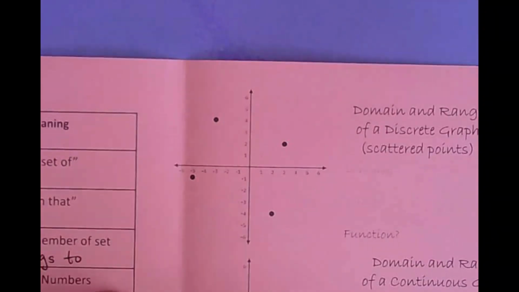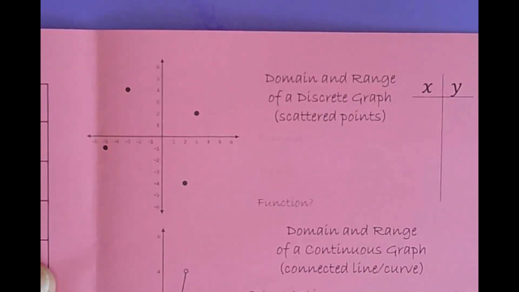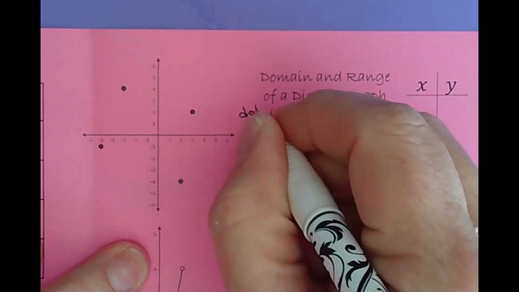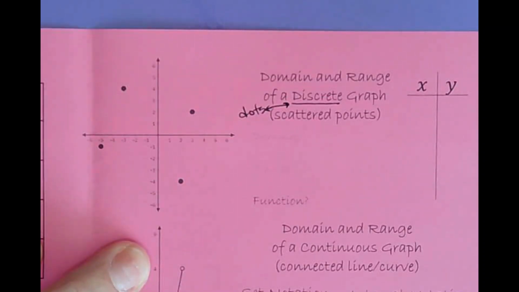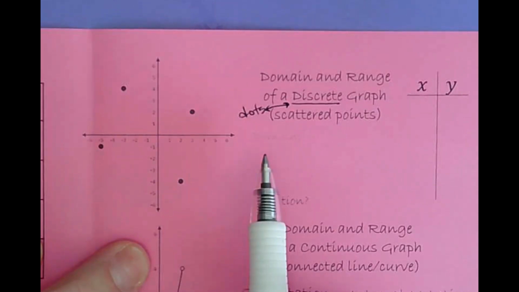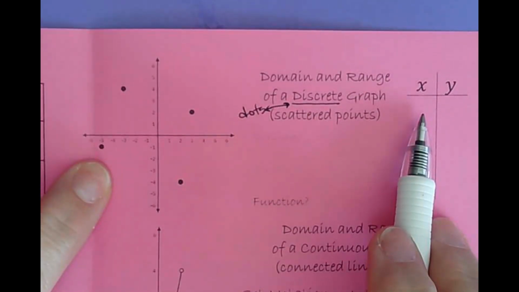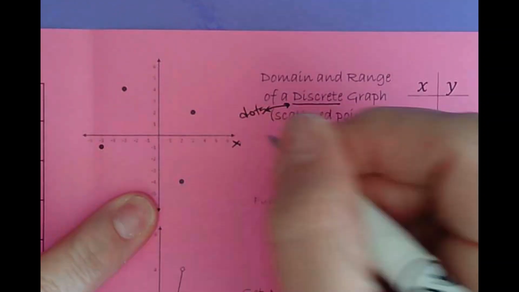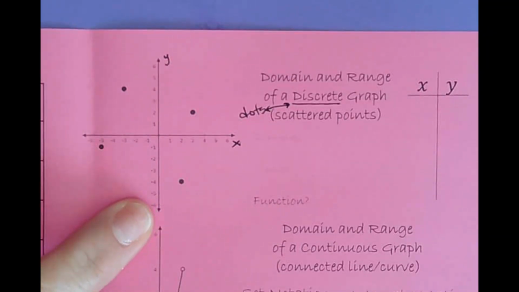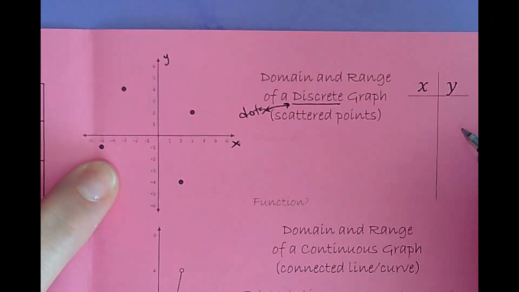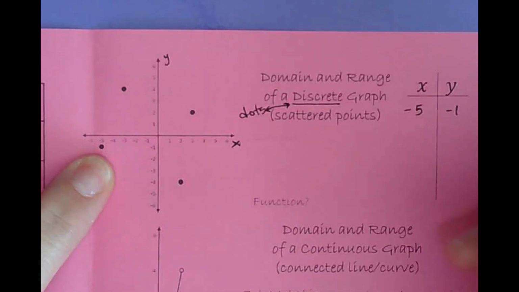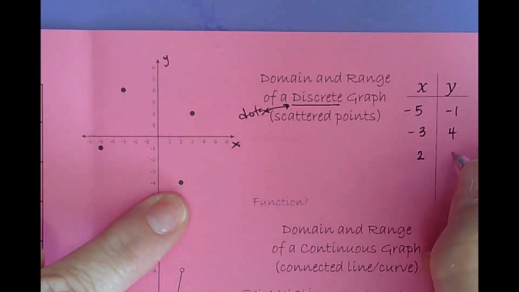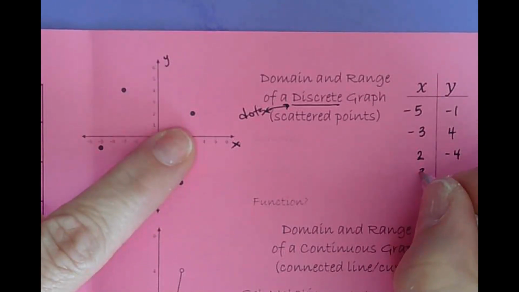I gave some examples here. This is a discrete graph. It's discrete because it's made of dots. It's scattered points. It's only points. They're not connected. We're going to make a T-chart for the points that are here, and I'll go left to right. But you don't have to go left to right, I just want to make sure I don't skip any. One thing is x is left and right, and y is down to up. So we'll write the points x, y. The first one is -5, -1. And then I have -3, 4, and 2, -4, and 3, 2.